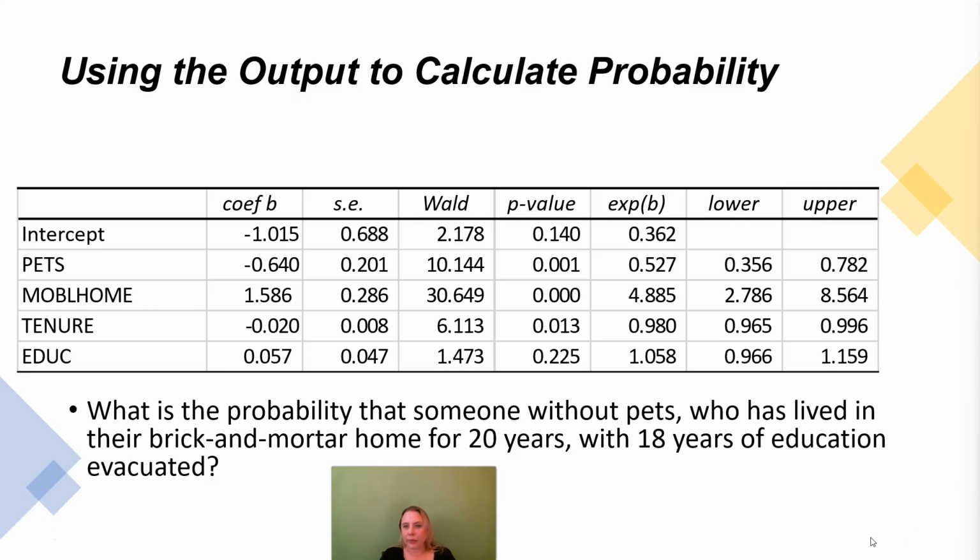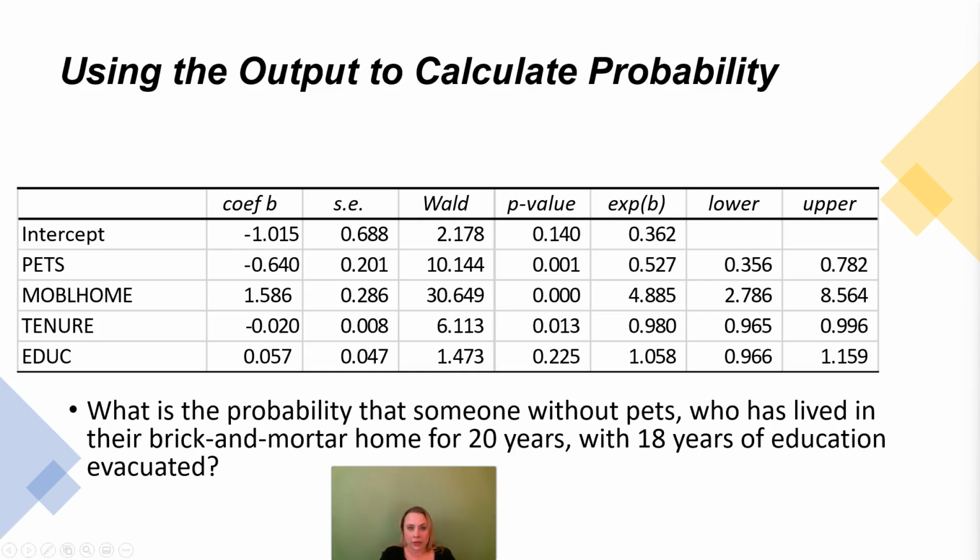So now let's go back and practice calculating probability and odds from this example. Our question is, what's the probability that someone without pets who has lived in their brick and mortar home for 20 years with 18 years of education evacuated?